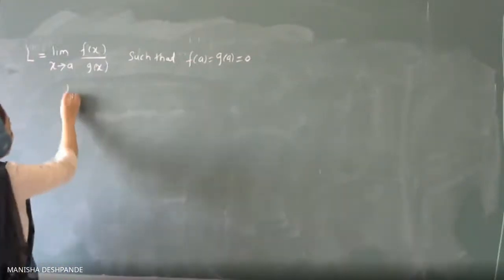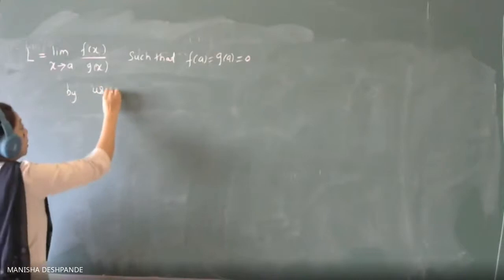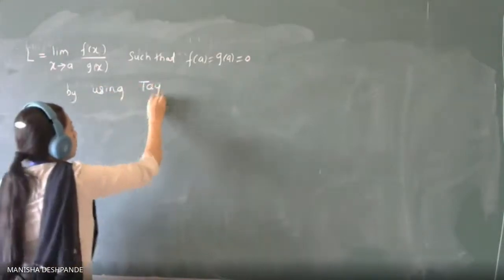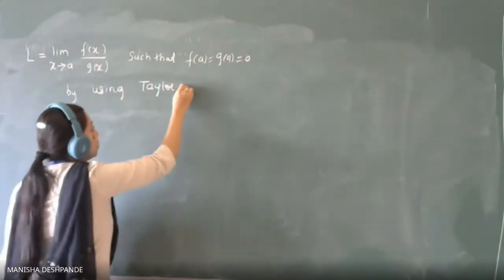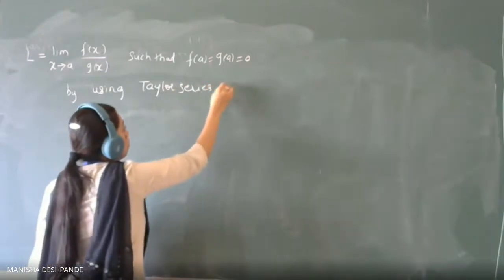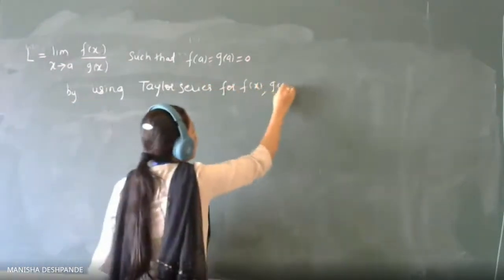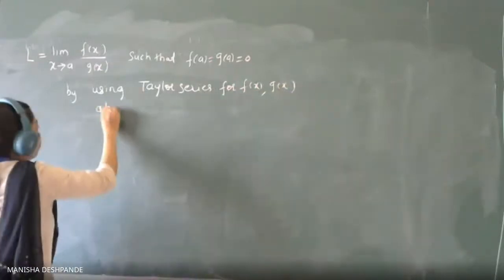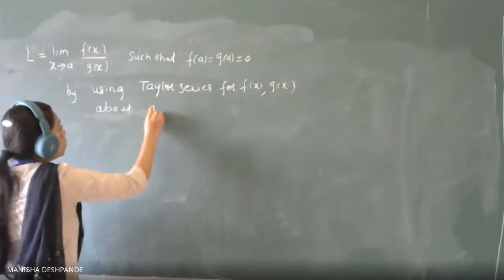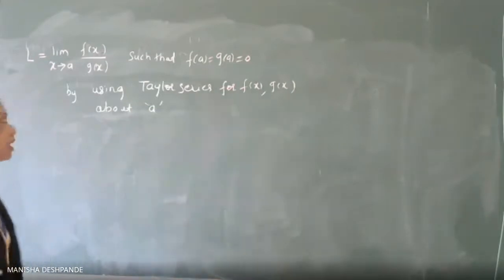So by using Taylor series for f of x as well as g of x about a. What do you mean by about a? In powers of x minus a. Do you remember that expansion?